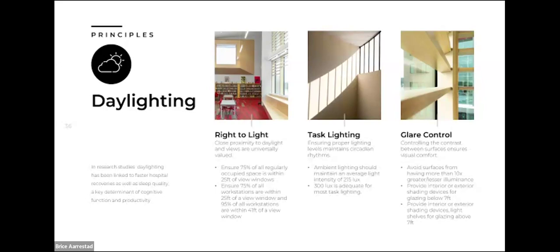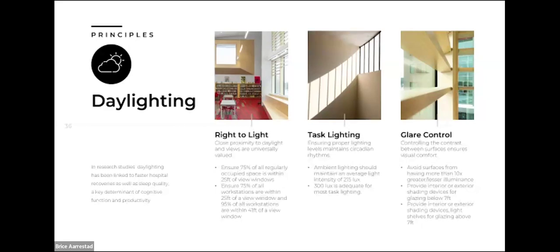The next one is task lighting, ensuring proper lighting levels can maintain your circadian rhythms. Ambient light levels should be around 215 lux or 300 lux for most task lighting. Glare control is trying to minimize the visual discomfort that occurs when there's high contrast between two surfaces. So in that sense, you're wanting to avoid having more than 10 times greater or lesser illuminance among surfaces.